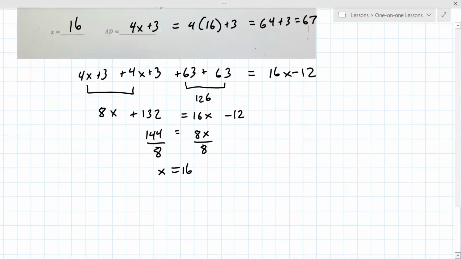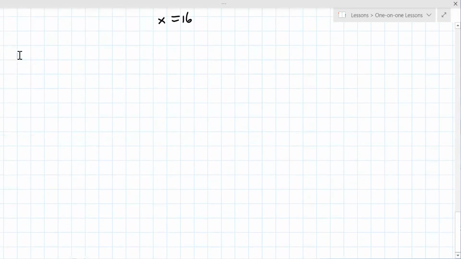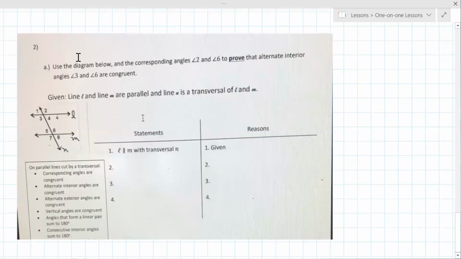All right. This one is a proof. It says use the diagram below and the corresponding angles 2 and 6 to prove that alternate interior angles 3 and 6 are congruent. Okay, so the given is here, lines L and M are parallel with a transversal. And you're supposed to prove that alternate interior angles are congruent. Okay.